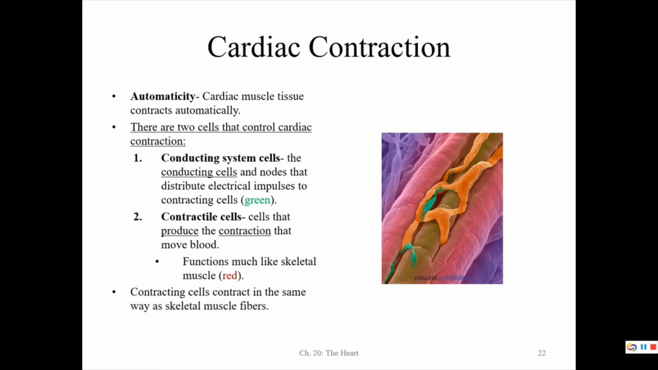Now, if we look at the two cells, I actually got a nice, beautiful little electron micrograph. And the green cells are the conducting cells. These are specialized heart muscle cells here that are not neurons. These are heart muscle cells which do not contract. What they do is they act like the wires of the heart muscle.